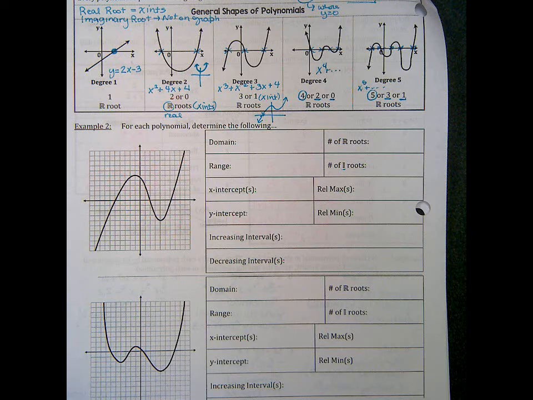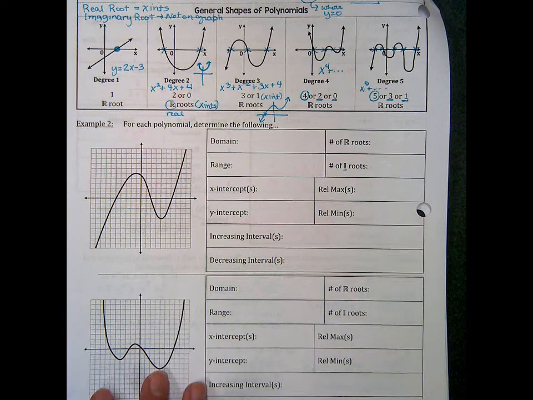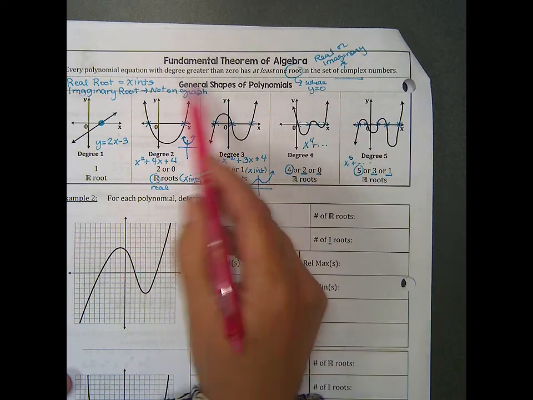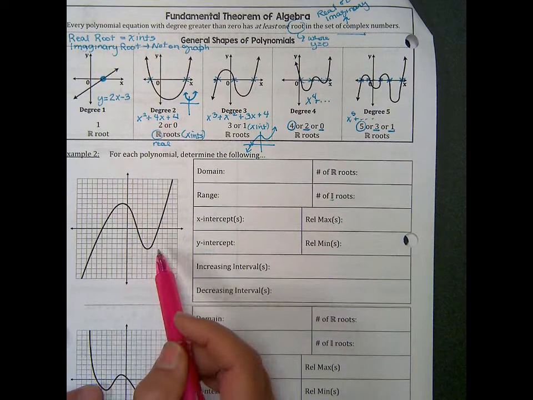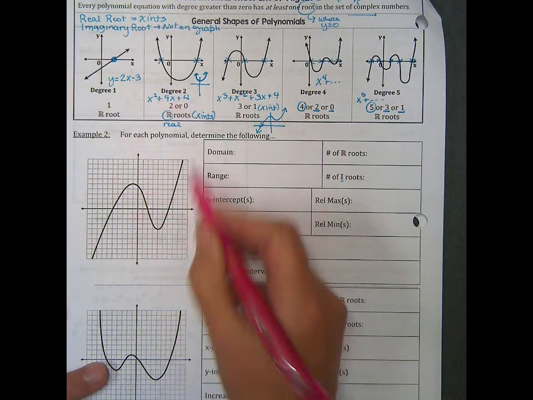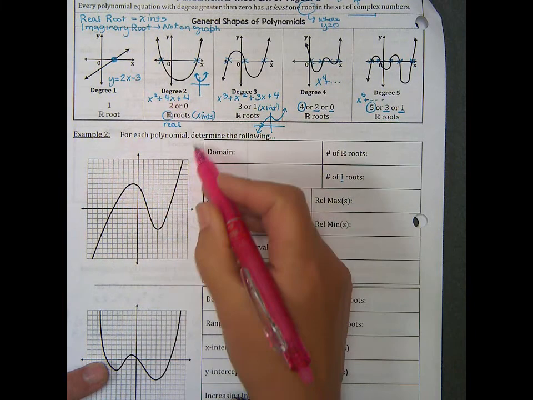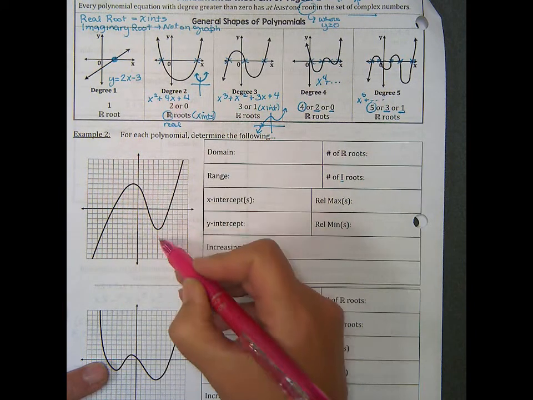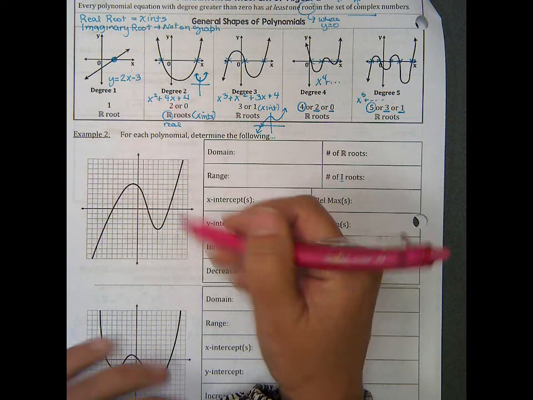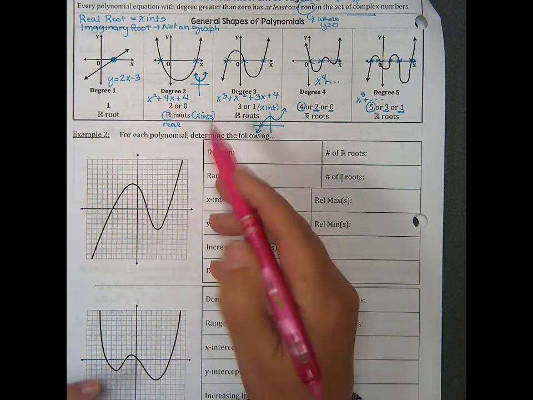Hello AAT, this is continuing in Unit 3, Section 3.1. We're looking at the fundamental theorem of algebra, and how many roots in the domain and range of a given polynomial. So here we've drawn this polynomial. It looks to be cubic because I see 1, 2, 3 different directions going on. But it's possible that it could have been more than that.